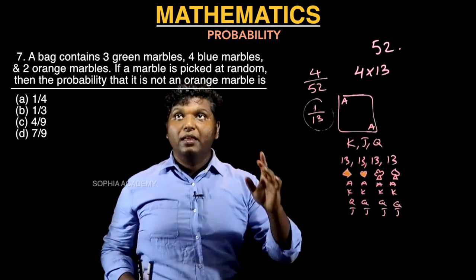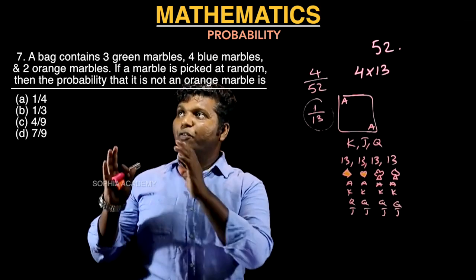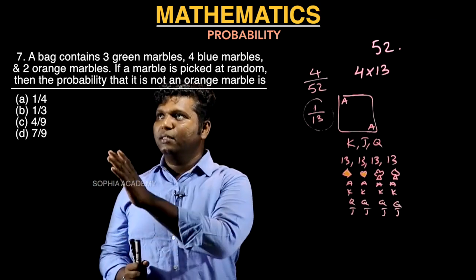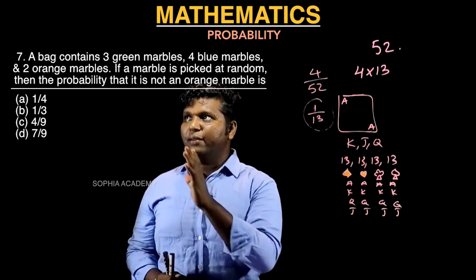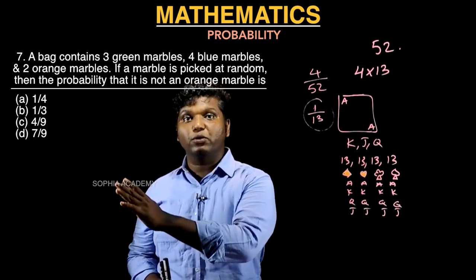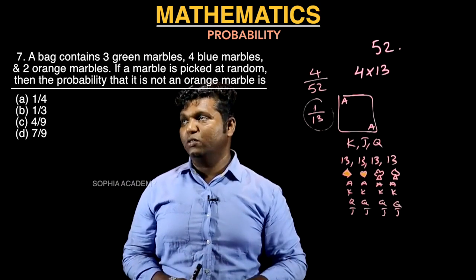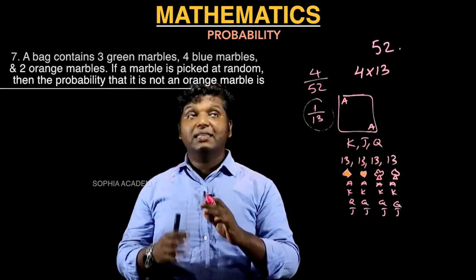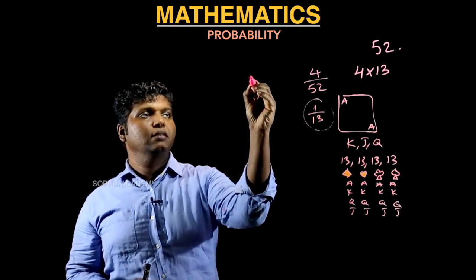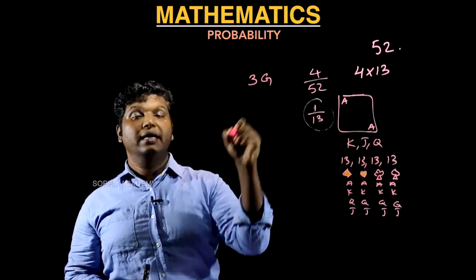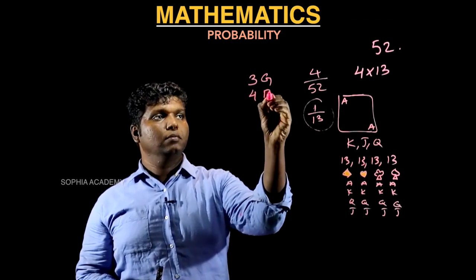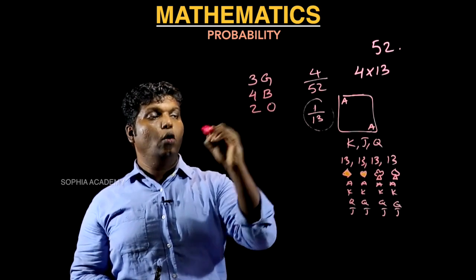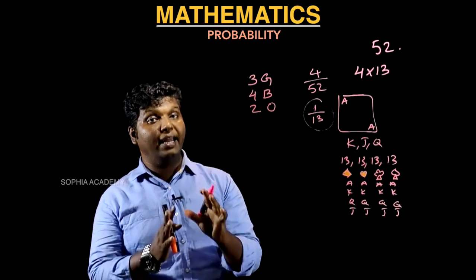So here goes the next question before you. From this question, it is very clear that there is a bag of marbles, and the color is clearly mentioned and the number is also given. Let us first of all note those things. What is given here? There are 3 green marbles, 4 blue marbles, and 2 orange marbles. Means all together there are 9 marbles.